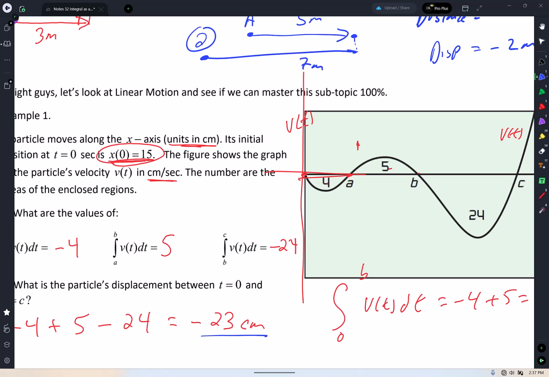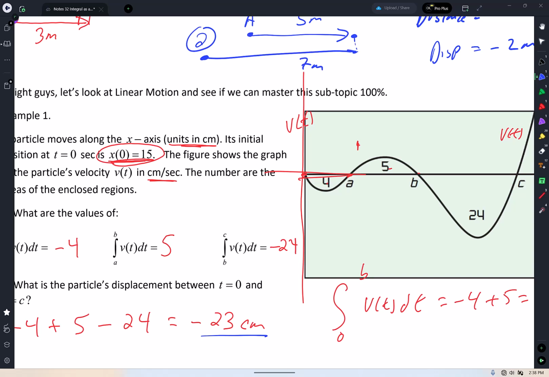All right, think about it. I start at position 15. Look at that 4. That means I went 4 units to the left. What's 15 minus 4? 11. So at point A, at x of A, I'm at 11. Then from A to B, I move 5 units to the right. What's 11 plus 5? Look, I got 16 for x of B. Do you guys see what I'm doing?